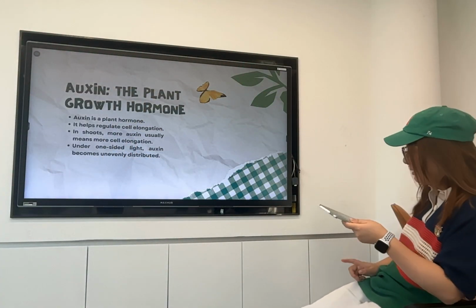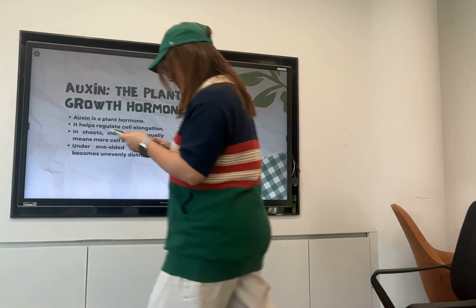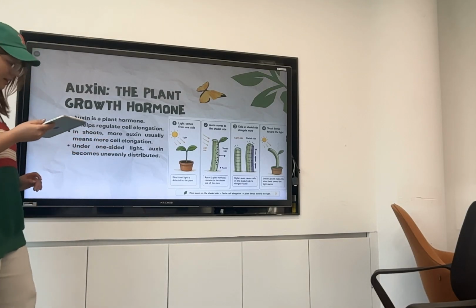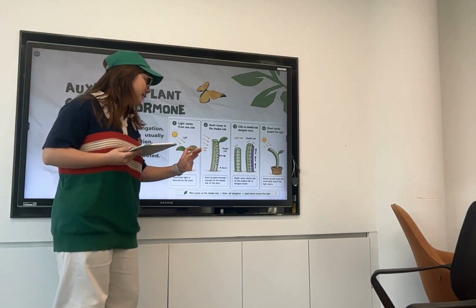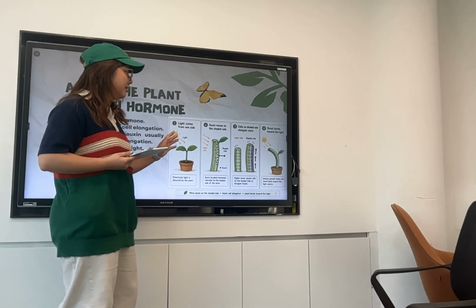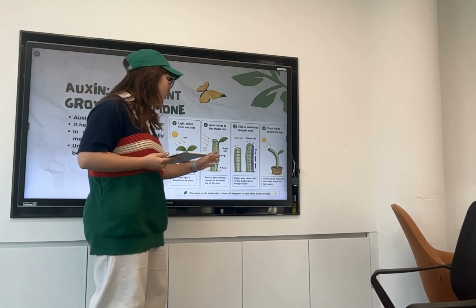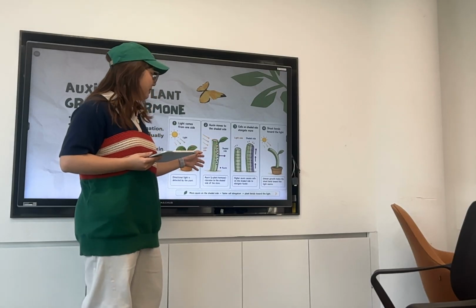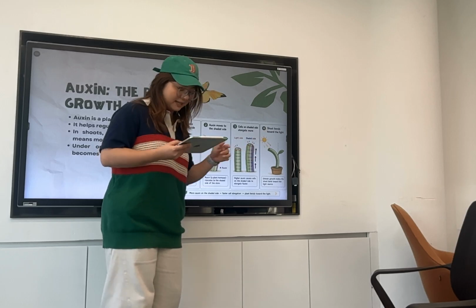Wait, why does the plant bend toward the light if the shaded side grows more? That is a good question. We can use this graph to think. If we have light from one side, then auxin will gather on the shaded side instead of the light side. And recall the function of auxin, it makes the plant's growth longer. So the shaded side has more auxin and grows longer than the light side. So it shows the curve that bends toward the light.